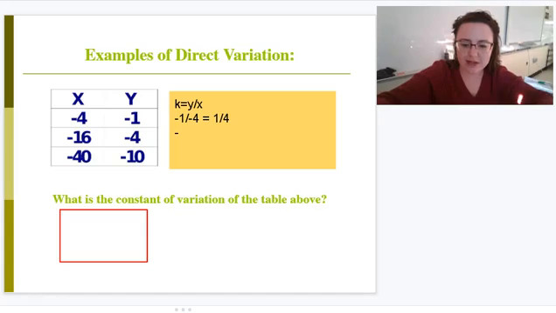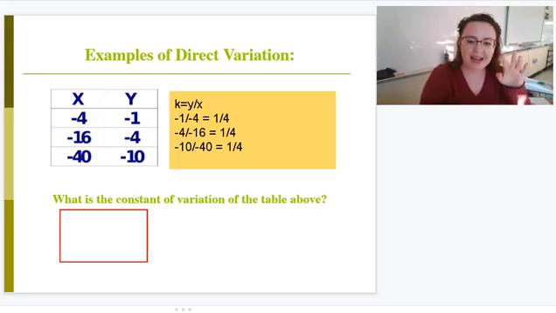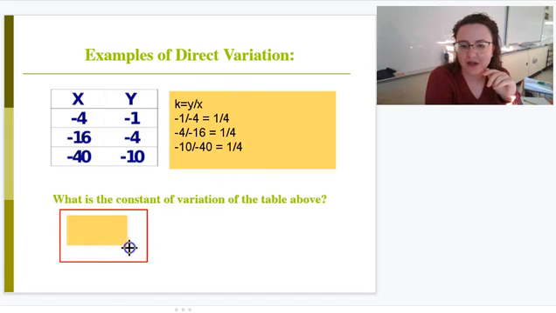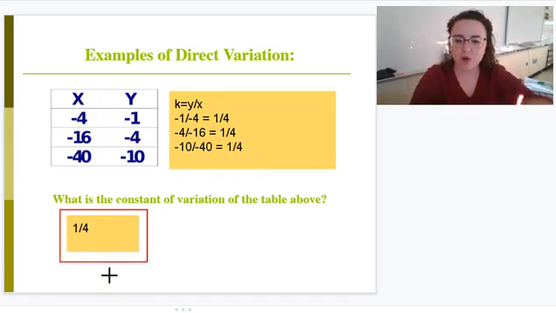For my next one, I'll do negative 4 divided by negative 16, which also simplifies to 1/4. And then for the last one, if I do negative 10 divided by negative 40, you guessed it, it also simplifies to 1/4. Okay? That's why this is called the constant of variation. It's constant because it didn't change. So constant stays the same. So my constant of variation for this problem is 1/4.